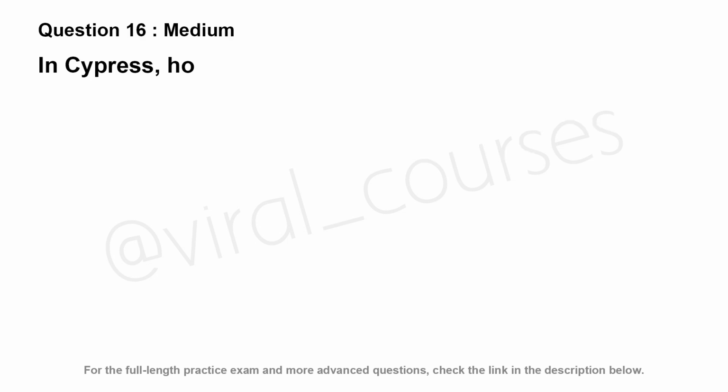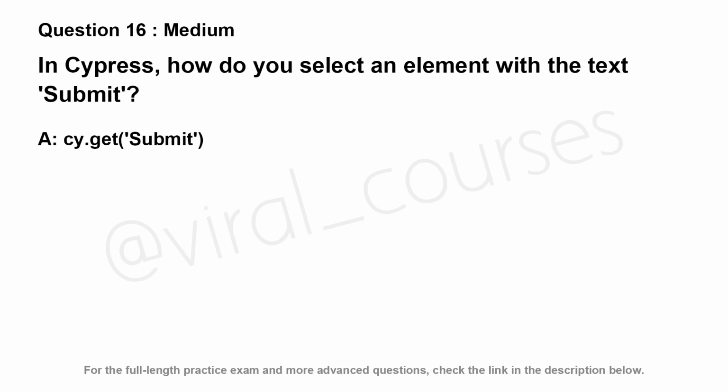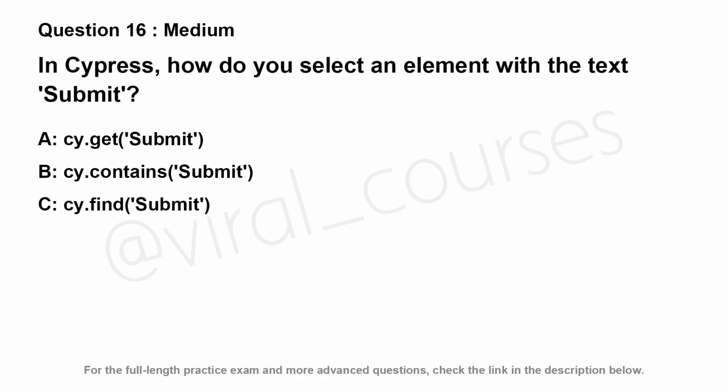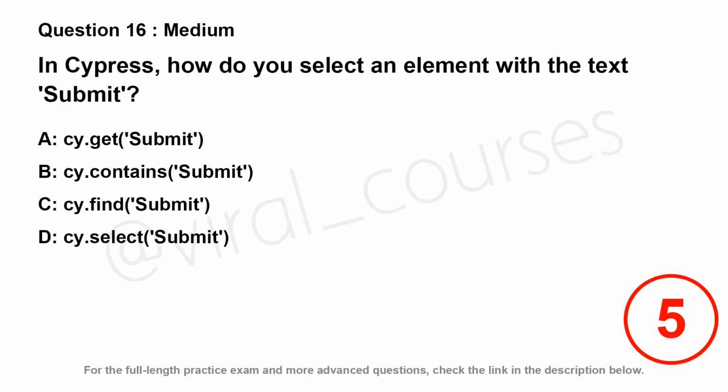In Cypress, how do you select an element with the text submit? Option A. cy.get submit. Option B, cy.contains submit. Option C, cy.find submit. Option D, cy.select submit.